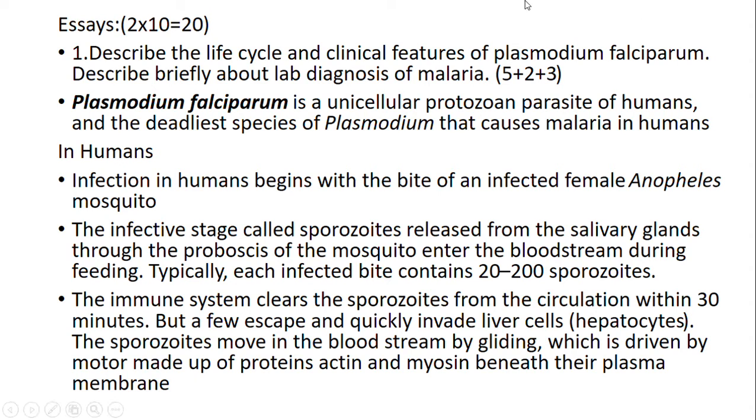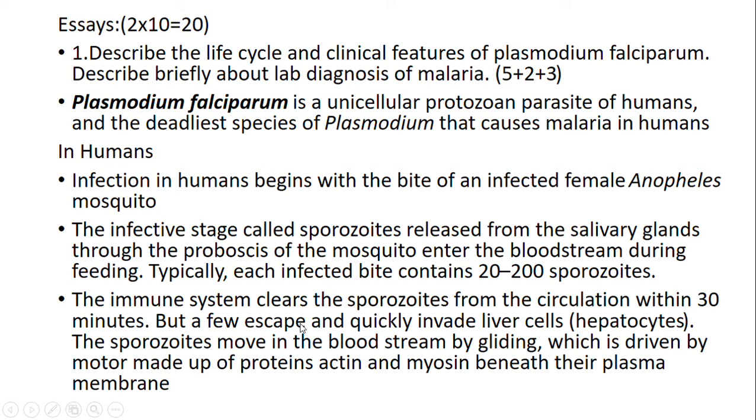Plasmodium falciparum is a unicellular protozoan parasite of humans and the deadliest species of Plasmodium that cause malaria in humans. In humans, the infection begins with the bite of an infected female Anopheles mosquito. The infective stage, called sporozoites, is released from the salivary glands to the proboscis of the mosquito and enters the bloodstream during feeding. Typically, each infected bite contains 20 to 200 sporozoites.